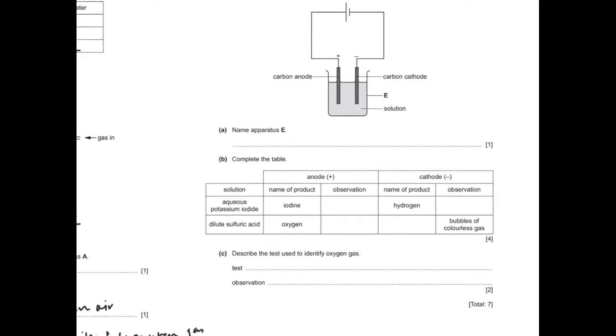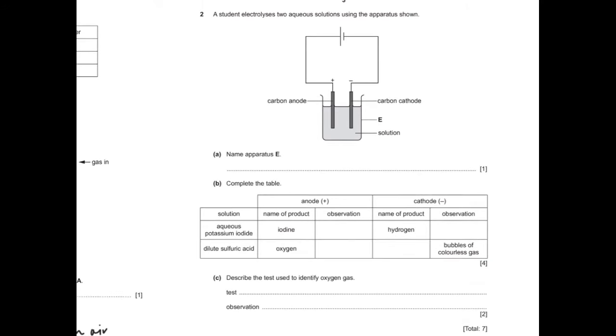Okay. Now the next question is question number two. It's an electrolysis, and they are electrolyzing two aqueous solutions. Name apparatus E. What is E? E is a simple beaker.